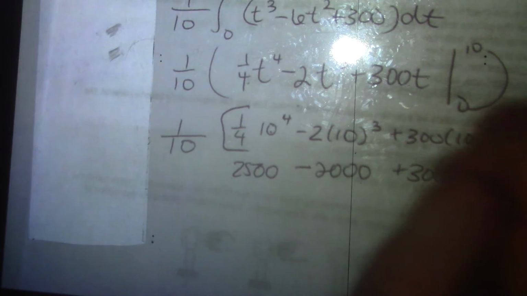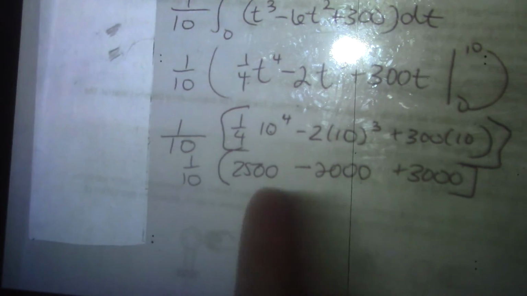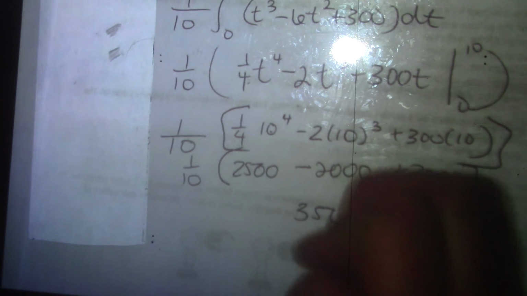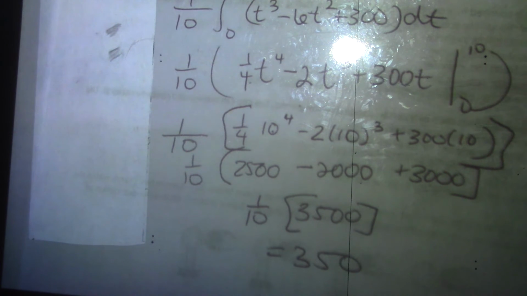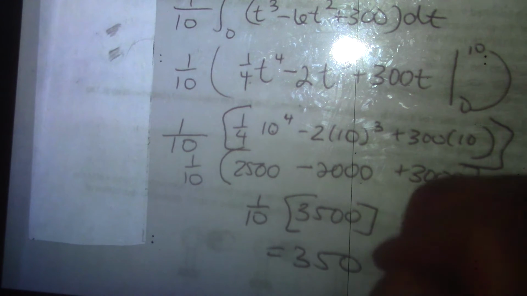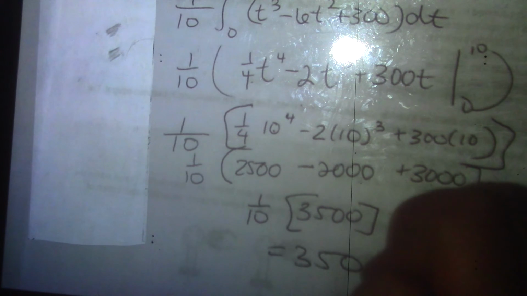10 to the 4th is 10,000 divided by 4 is 2,500, minus, that's 1,000, so 2,000. Plus 3,000, times 1/10. That gives me 500 plus 3, so that's 350. And that is going to give me average velocity, so that would be meters per minute.